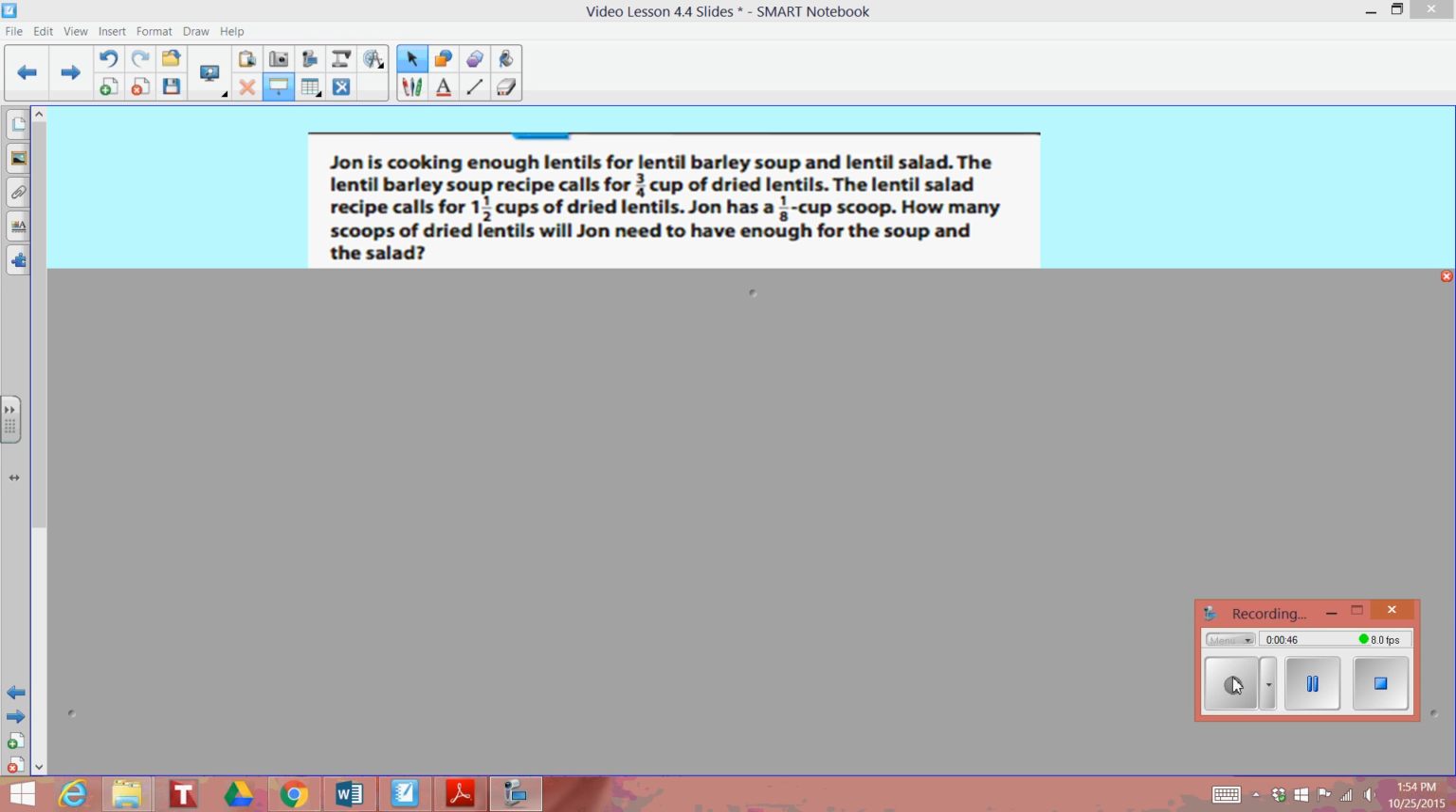Let's look at this question. You saw this in your notes for lesson 4.4, but we want to use it again to explain how we can go about solving this multi-step problem.